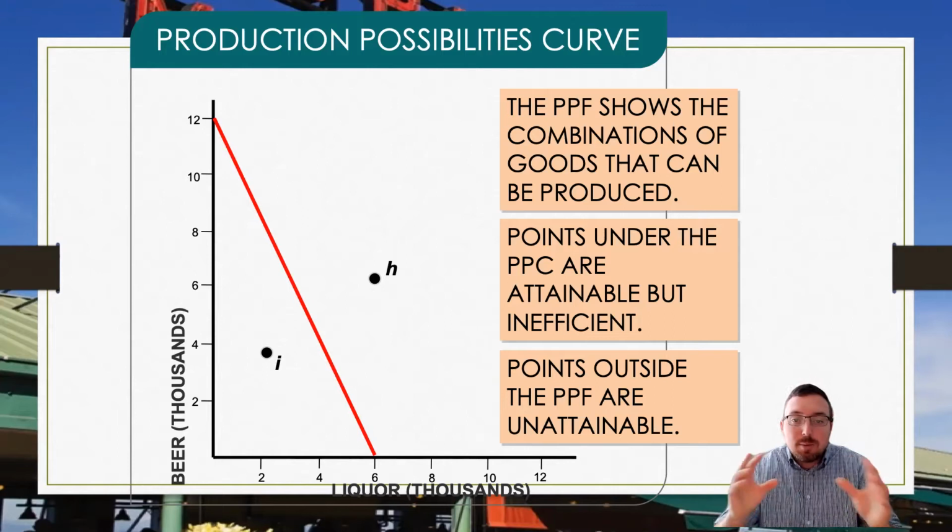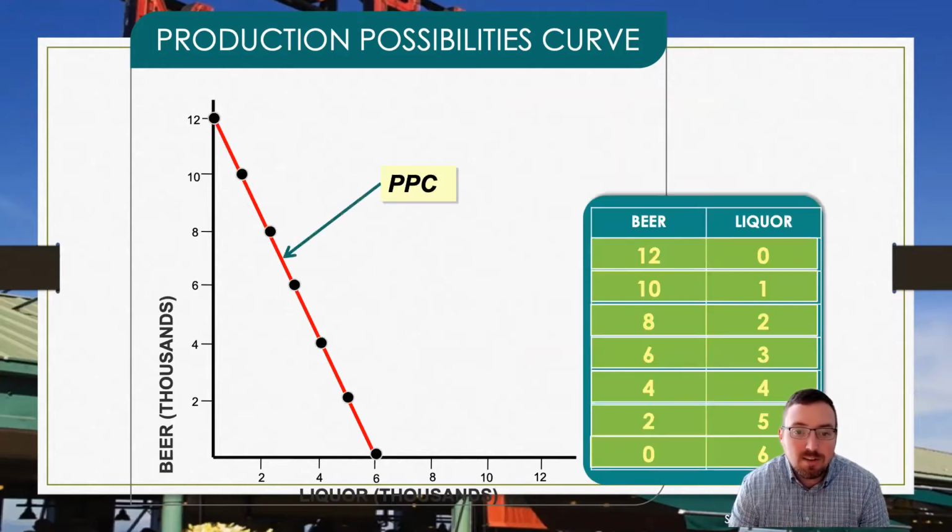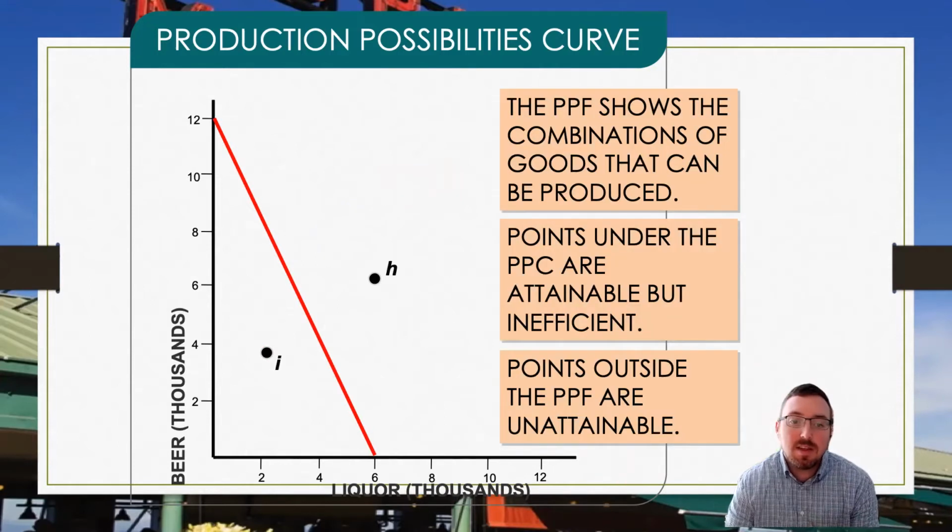So again, to summarize, point I here would be inefficient. Points along the curve, all right? So go back here. All these points along this PPC curve would be called efficient points. And then beyond it, point H would be called unattainable. Okay, so make sure you know how to categorize each of these points.